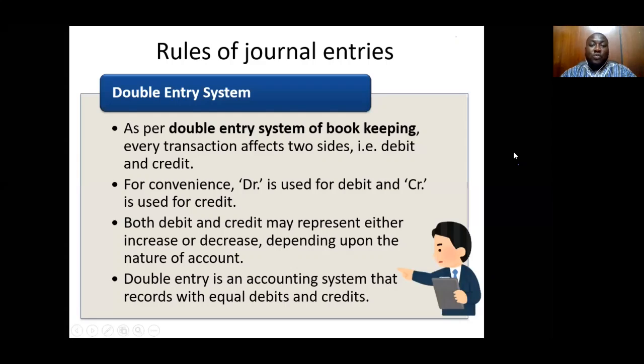Some basic rules of journal entries. As per the double entry system of bookkeeping, every transaction affects two sides. We have the debit and the credit. And usually, for convenience, DR is used for debit and CR is used for credit. Both debit and credit may represent either increase or decrease depending upon the nature of accounts of the business. Hence, double entry is an accounting system that records equal debit and credit for a business.